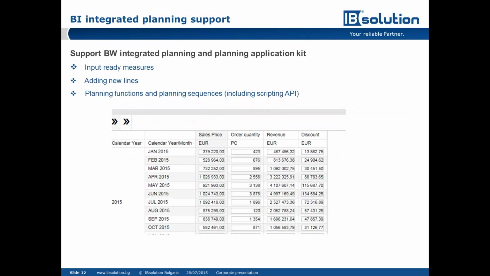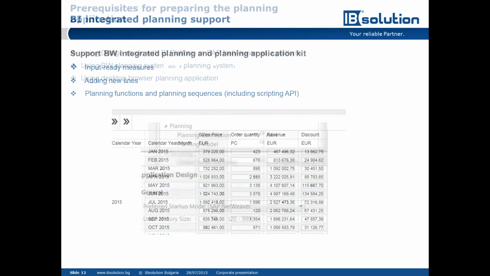So let me start with integrated planning. In SAP BusinessObjects Design Studio, we are able to create planning applications with input-ready measures. We are able to add new lines, planning functions, and planning sequences which are defined in the backend system, the SAP BW backend system.